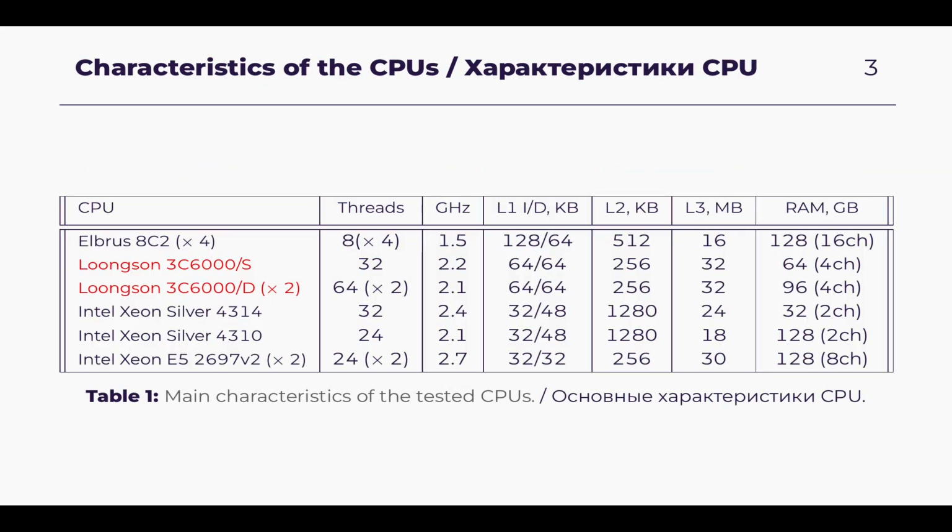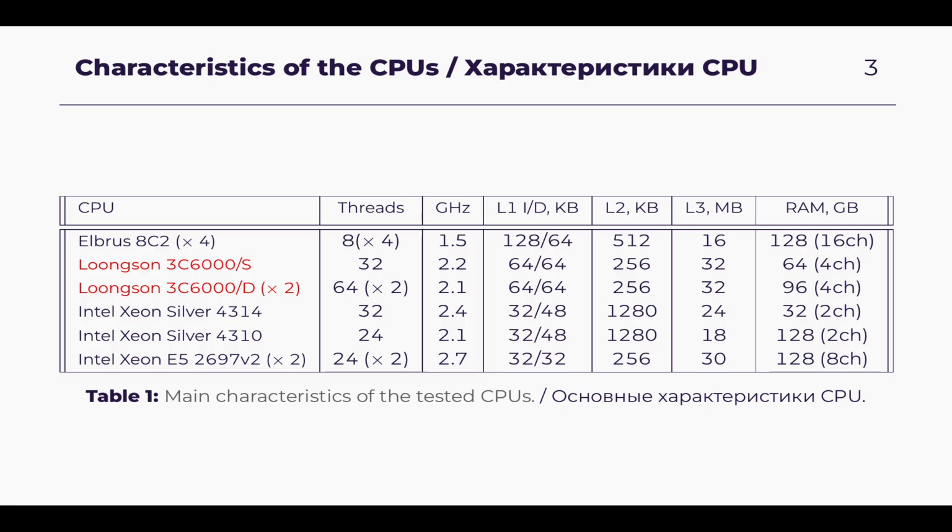And there I described the characteristics of the CPUs. You can see that some CPUs we used in a multi-CPU configuration. Elbrus was used in a four-CPU configuration.